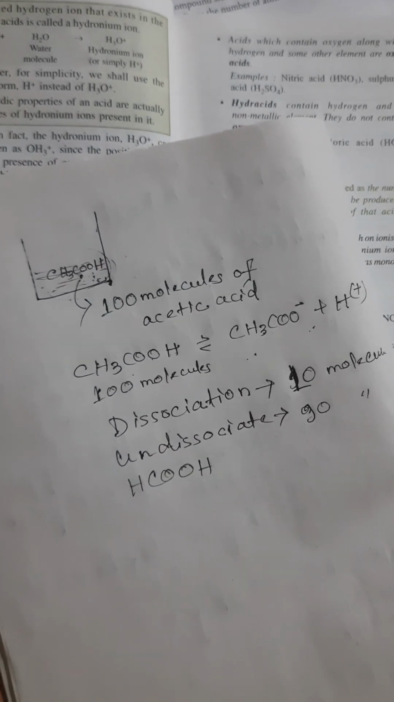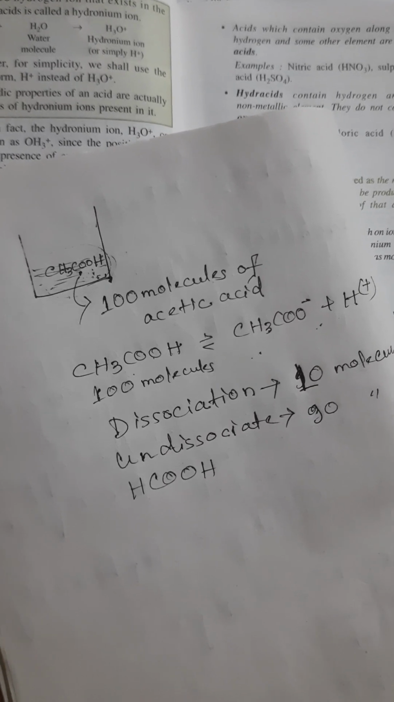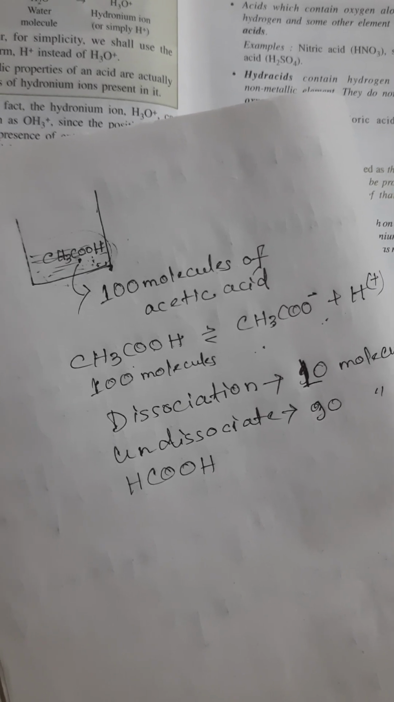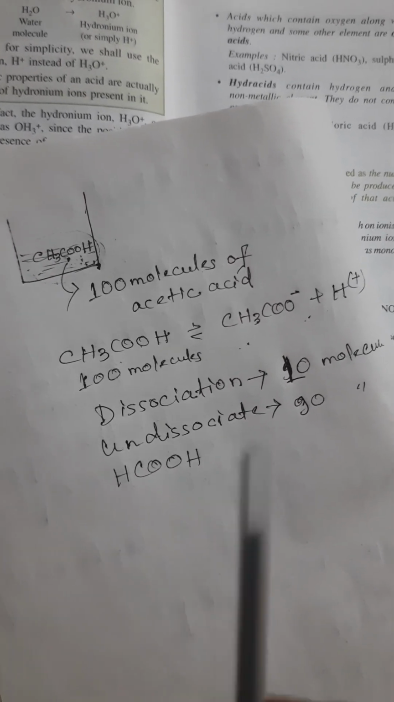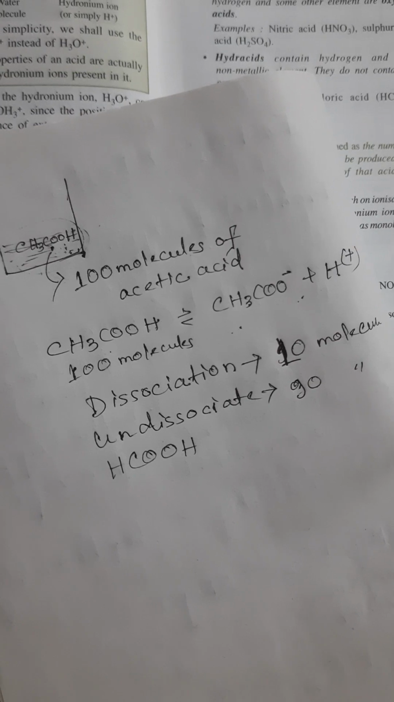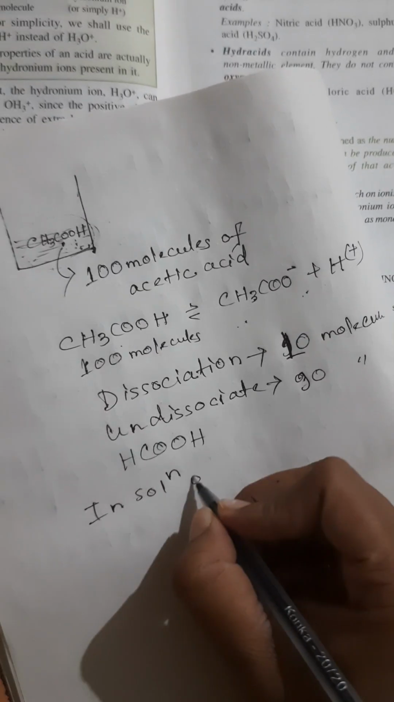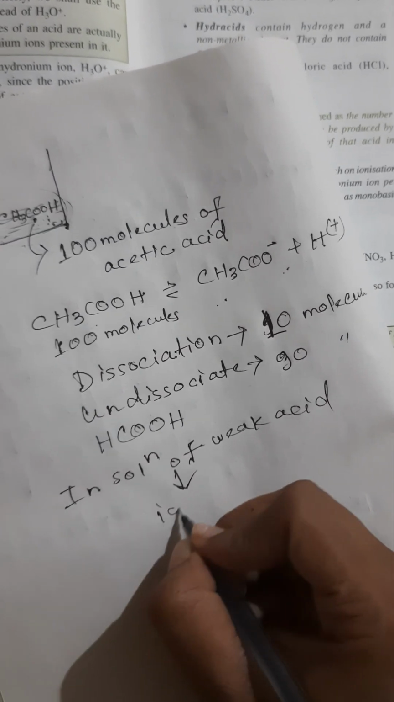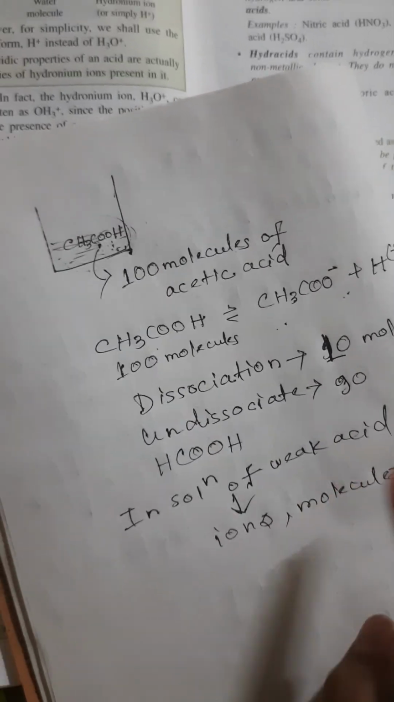Now this acetic acid only furnishes some amount of H plus ions and acetate ions. If you take 100 molecules of acetic acid, only 10 molecules give H plus ion, but 90 molecules of acetic acid remain the same in this solution. Is this clear? That's why this is called a weak acid. So a solution of weak acid contains ions and molecules both. Both means ions as well as molecules are present in the solution of weak acid.